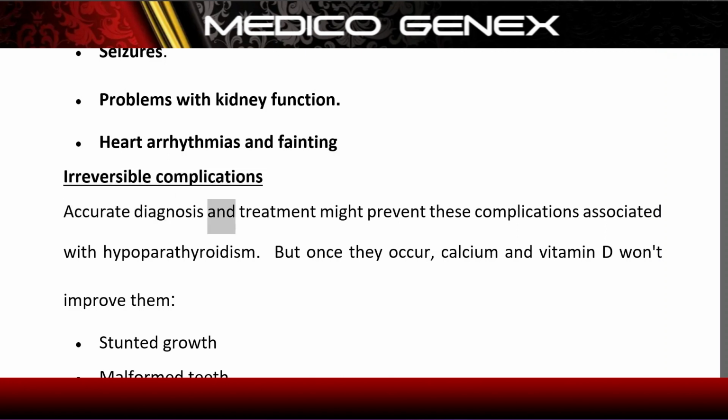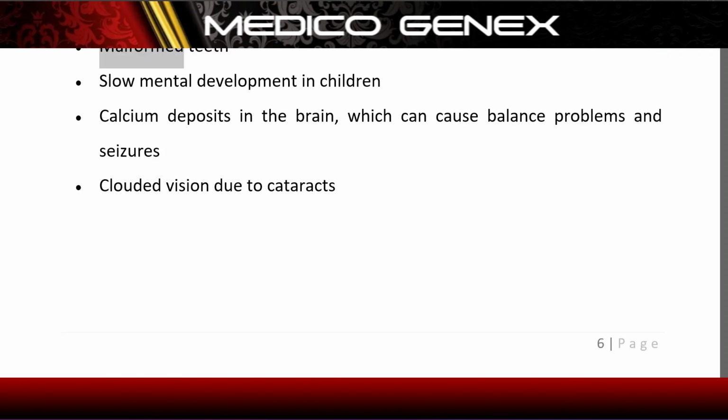Irreversible complications. Accurate diagnosis and treatment might prevent these complications associated with hypoparathyroidism. But once they occur, calcium and vitamin D won't improve them. Stunted growth. Malformed teeth. Slow mental development in children. Calcium deposits in the brain, which can cause balance problems and seizures. Clouded vision due to cataracts.